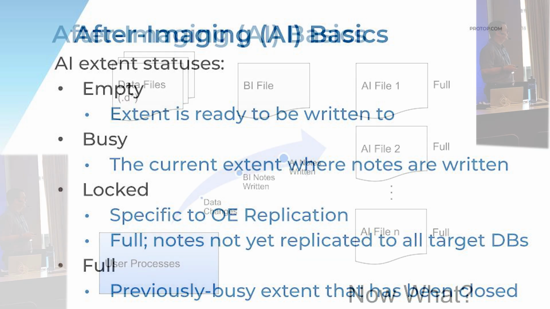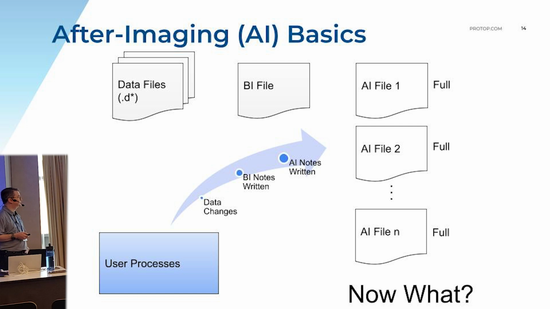So here's a little diagram to illustrate what that's like. So we have a client that's going to make some changes. The BI and AI notes are going to be written. So we write to AI file number 1 until it's full, and then AI file number 2 until it's full, et cetera, until they're all full. So if we didn't do any archiving, that's what this would look like. And once you're out of extents, there's nowhere to write the notes, and the database can't continue processing changes. So now what? Well, you have to archive.